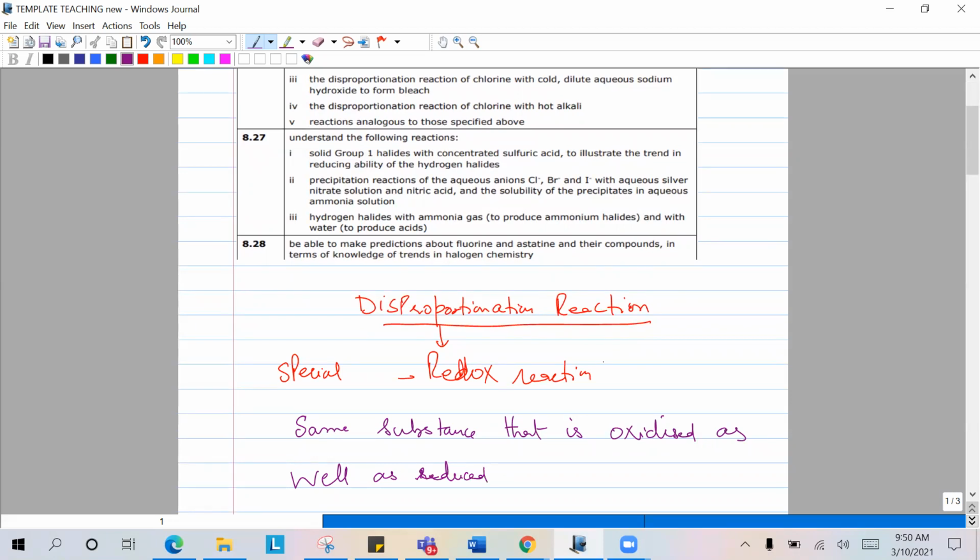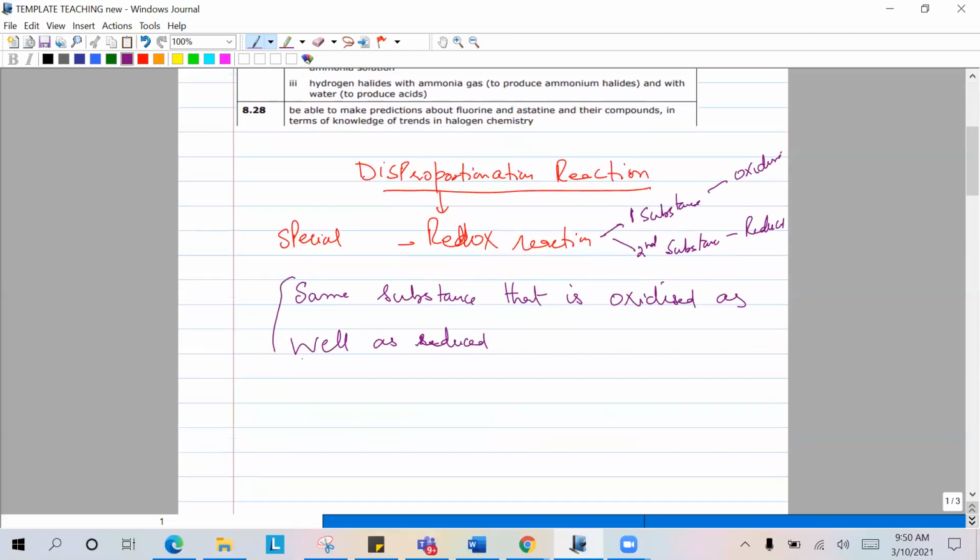While in a redox reaction, there was one substance that was oxidized and a second substance that was reduced. So there were two substances involved. But over here, it is the same substance that is oxidized as well as reduced. They do ask for this definition in your exam. So what is a disproportionation reaction? It is a redox reaction where the same substance is oxidized as well as reduced.